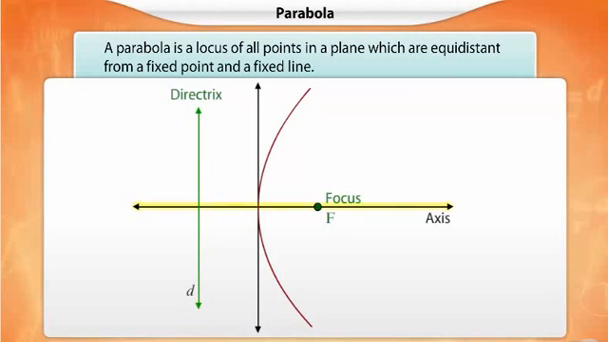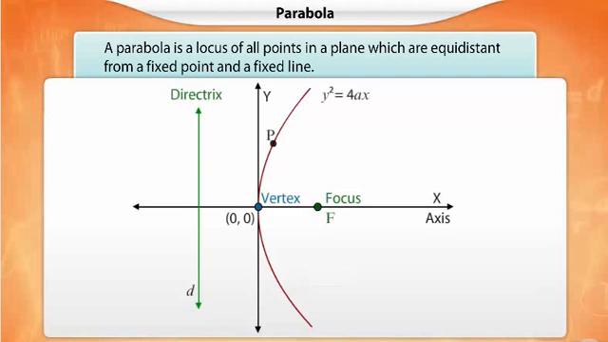The axis of a parabola is the line passing through the focus and perpendicular to the directrix. The point of intersection of the parabola and the axis is called the vertex. Consider a parabola with its vertex at origin and the axis of symmetry along the x-axis. The standard equation of this parabola is y square equal to 4ax.